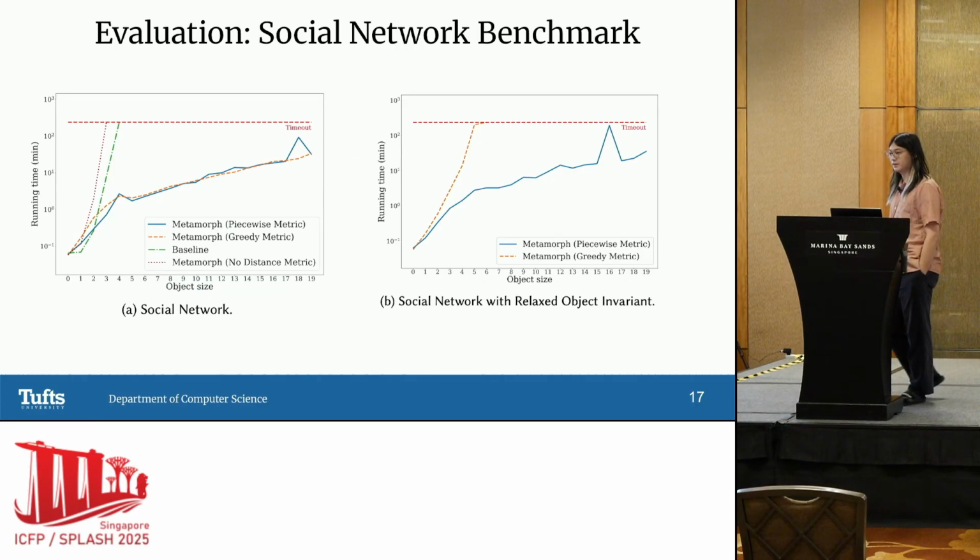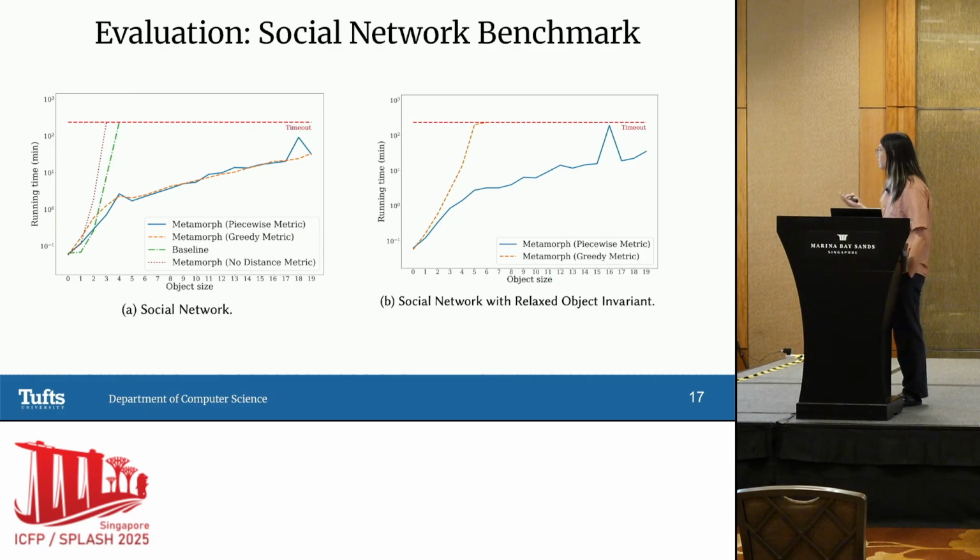So here is the evaluation we have done on the social networks example I've introduced before. So the y-axis is the running time in log scale. The x-axis is the number of interconnected users in the target object that we ask Metamorph to generate. So this is basically the number of users in that clique. So you can see that the baseline, even though it performs synthesis pretty fast for a smaller number of objects, it doubly exponentially blows up when we are considering anything that is larger than 2.